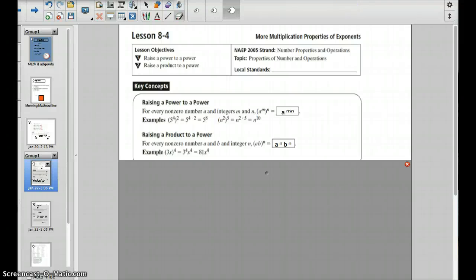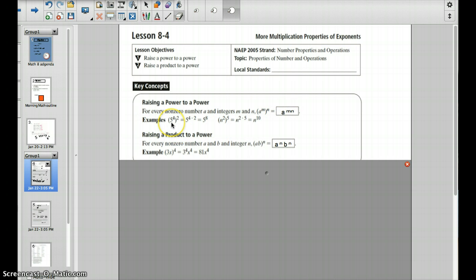Welcome to Lesson 8.4. We're raising a power to a power and also a product to a power. Let's look at the key concepts. In raising a power to a power, for every non-zero number a, and the integers m and n, a to the m, quantity to the n, gives us a to the m times n.